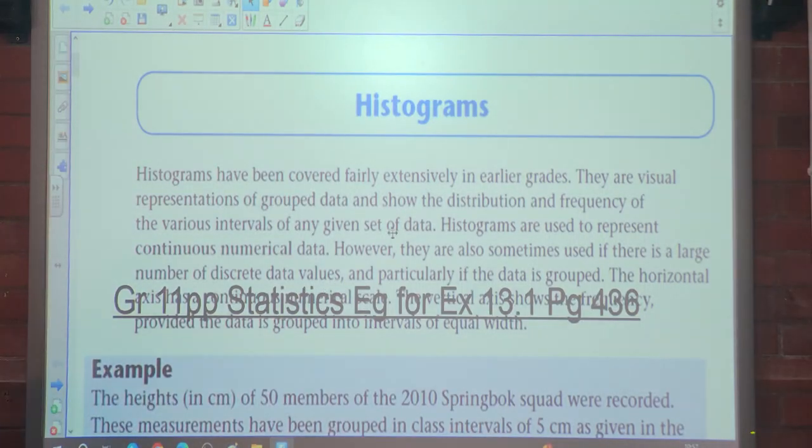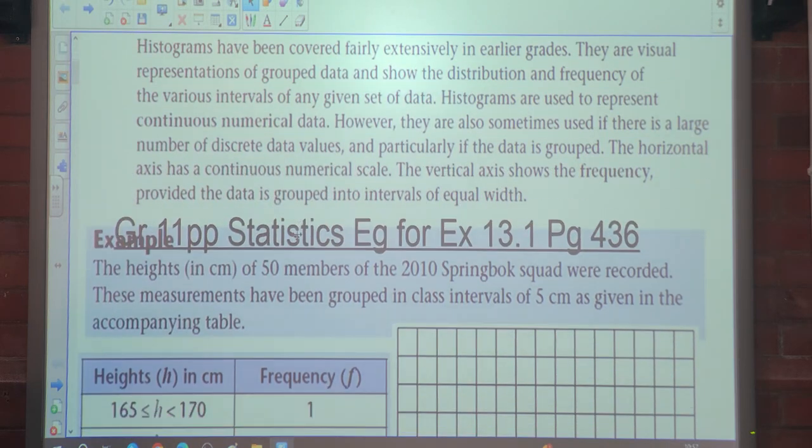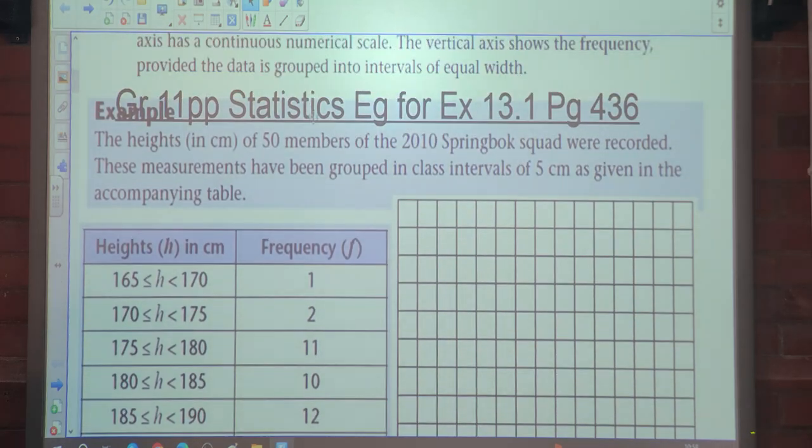All right, so let's see what they say here. Histograms are used to represent continuous numerical data. However, they can also sometimes be used if there's a large number of discrete data values. Exactly, this is what I said now. Particularly if the data is grouped. The horizontal axis has a continuous numerical scale, the one going across. The vertical axis shows the frequency, provided the data is grouped into intervals of equal widths.